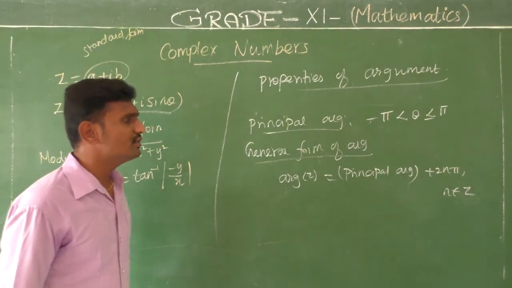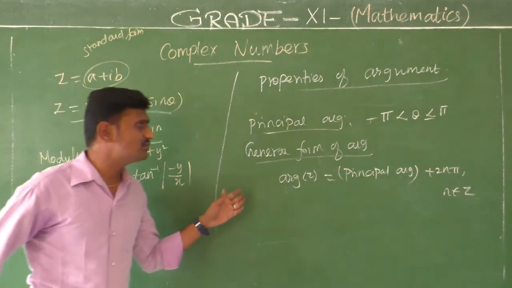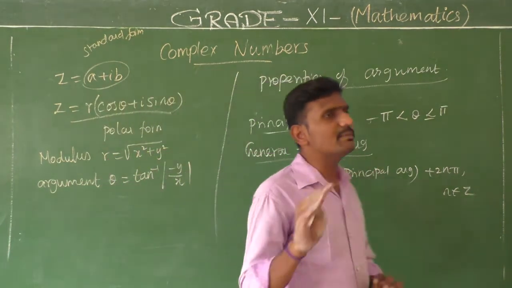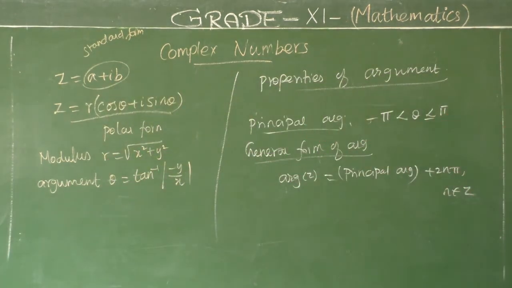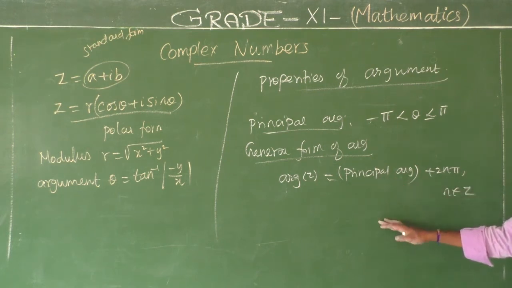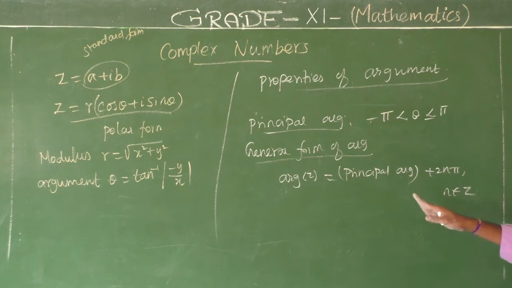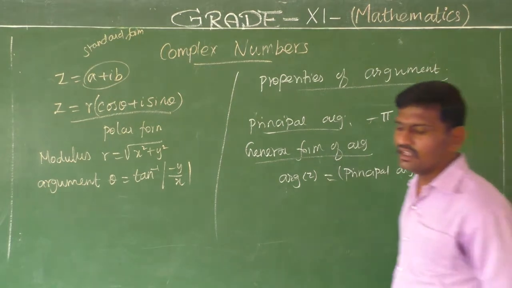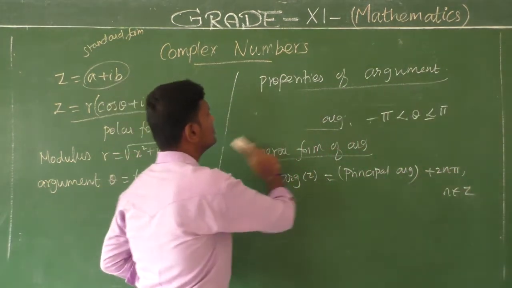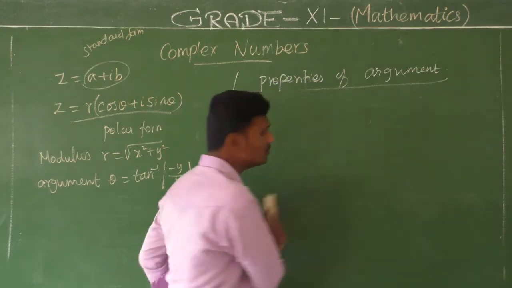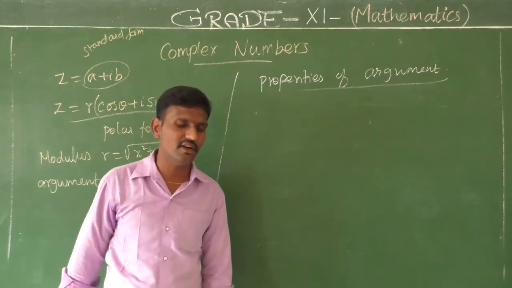Now, why are we using this formula? The basic concept of principal argument, you know, is minus pi to plus pi only: minus pi is less than theta is less than or equal to plus pi. After that, we have to use this. Actually this is not in your portion, but you have examples of problems based on this, so you should know about it. Argument of z equal to principal argument plus 2n pi. Now coming to the properties of argument, two things are very important. You are going to use them in the miscellaneous problems as well as the NCERT examples.